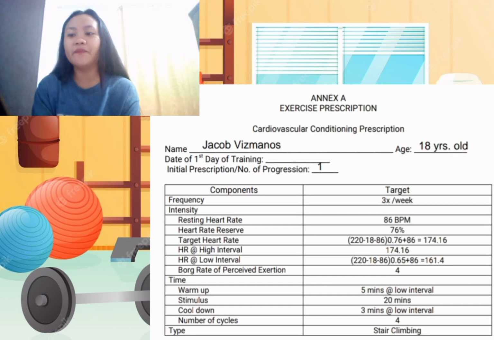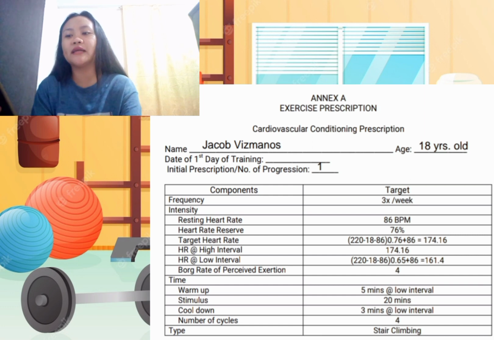As you can see, the first component here is the frequency. I put the target at 3 times a week. Since Jacob is just a beginner, it is the standard and advised frequency for all beginners, and also Jacob lived a sedentary life for the past 6 months, so we must follow the standard frequency. Next is the intensity.